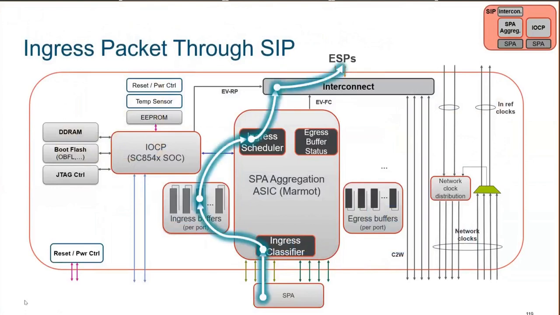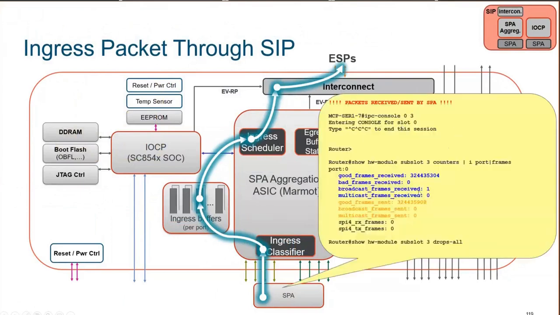When the packet is received on the SPA, it will be classified with the ingress classifier and put in a buffer. If the interconnect is free, it will be sent across towards the ESP. So this is how a packet traverses in the SIP. We have PLIM statistics that we can find to check different parameters like good frames received, bad frames received, broadcast frames. As we were discussing earlier, SIP maintains the drop statistics as well, so we can get to know if any packet is being dropped at the SIP level.